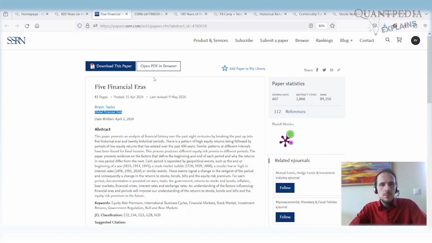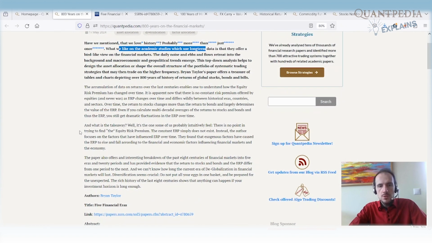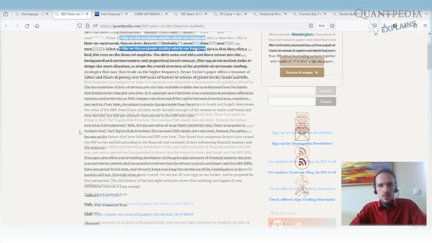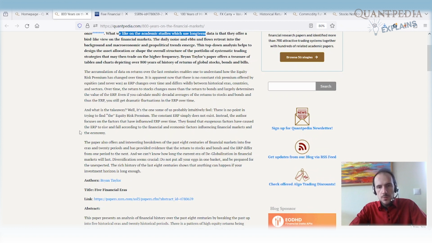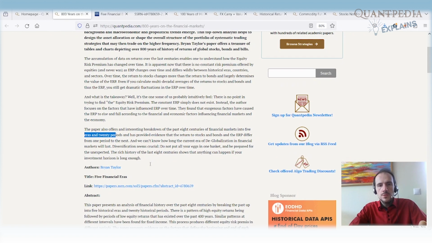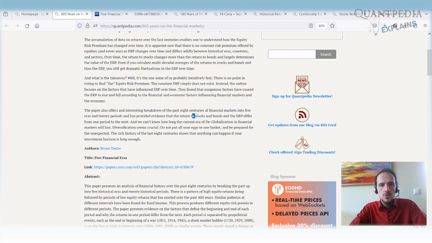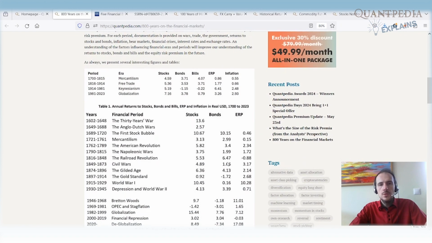So what is his paper interesting about? He used the data and he showed what is the risk premium and what was the performance of the equities and bonds in the past eras and in the history. And the paper starts in the 13th century. So it offers 8 centuries of financial markets. He divides those 8 centuries into 5 eras and 20 different periods, and he shows what are the returns of the stocks and bonds, and especially what is the equity risk premium, so what is the outperformance of the stocks compared to the bonds and compared to the bills.